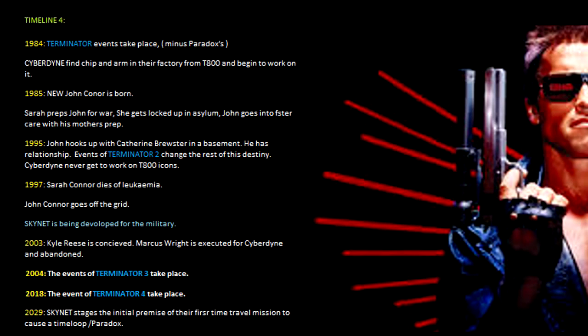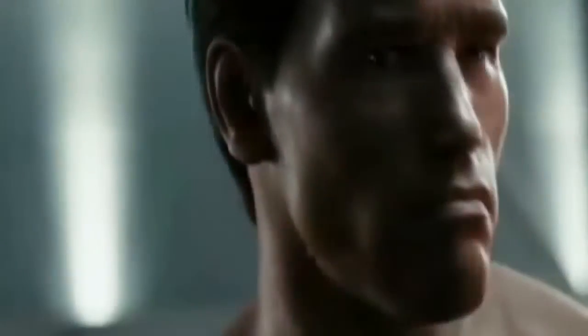Skynet knows that John's mother bred into him that Kyle Reese is his father, and the T-800 is sent back to 1984, and he must send Kyle back also. This is actually a major benefit for Skynet, which will help them up their game.